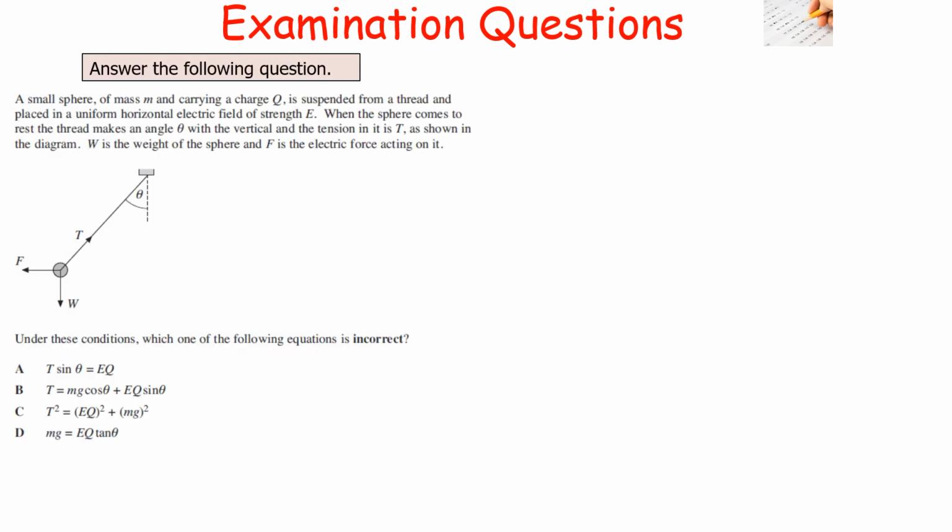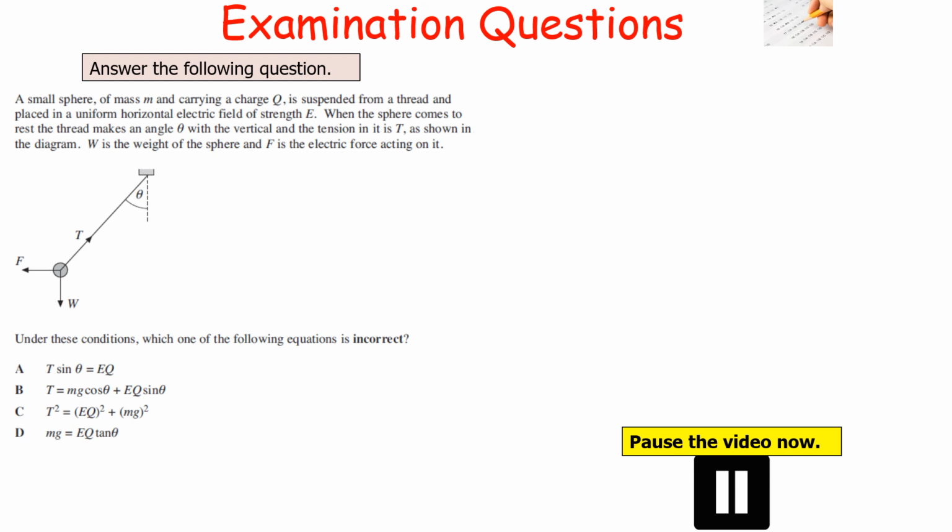The next question says, a small sphere of mass m and carrying a charge q is suspended from a thread and placed in a uniform horizontal electrical field of strength E. When the sphere comes to rest, the thread makes an angle of theta with the vertical and the tension in it is T as shown in the diagram. W is the weight of the sphere and F is the electrical force acting on it. Under these conditions, which of the following equations is incorrect? So pause the video now, then unpause the video when you want to go through your answer.